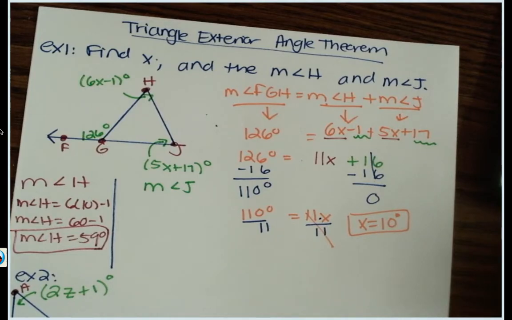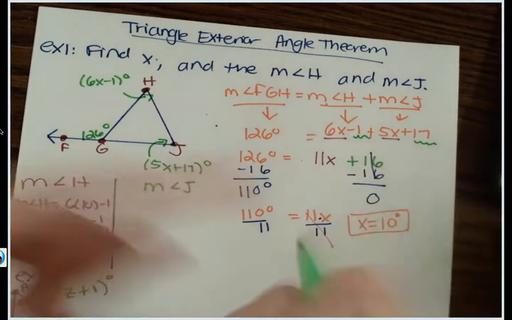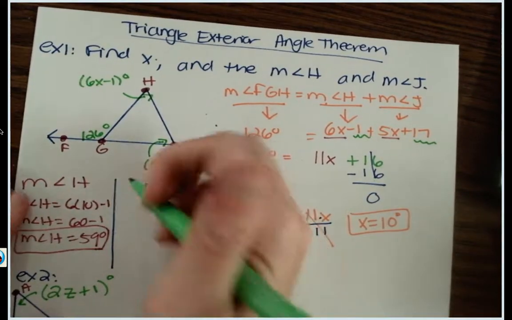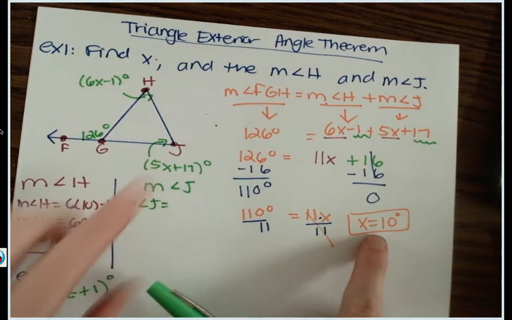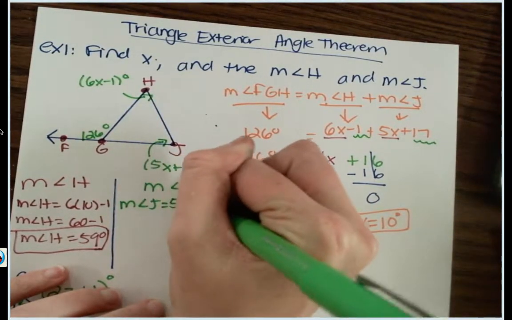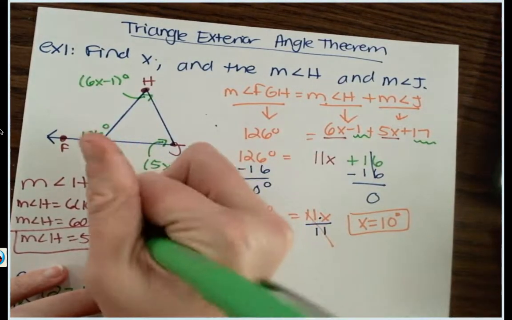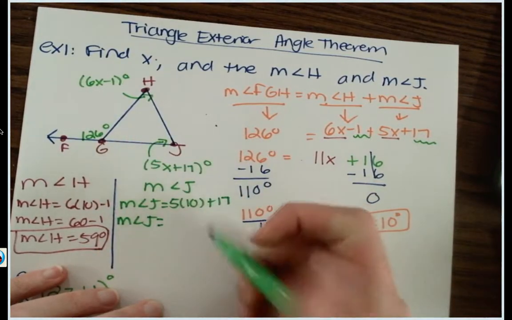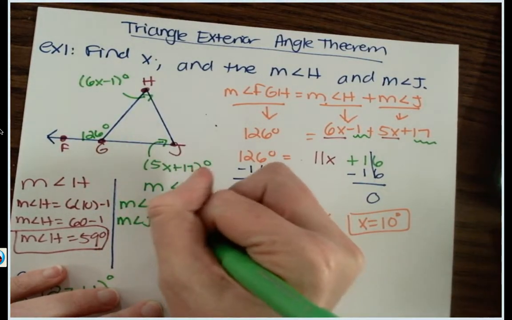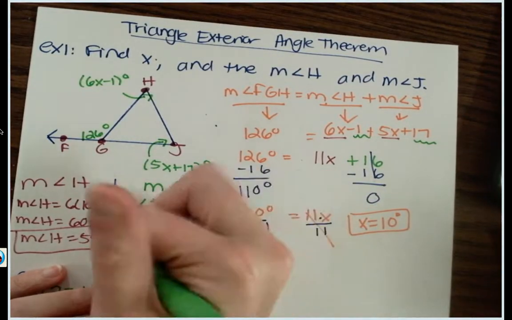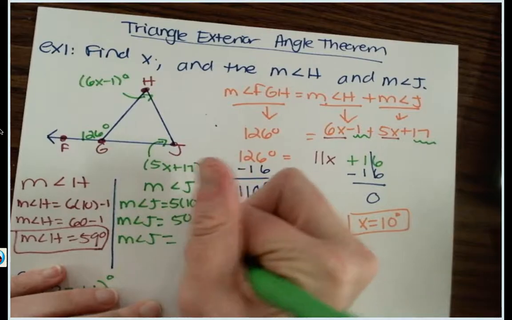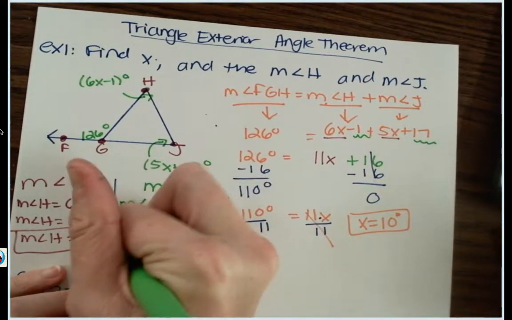Now the measure of angle J. My x in this one is going to transform into a 10. So the measure of angle J equals 5 times my x, which is 10, plus 17. 5 times 10 is 50. I'm going to bring down my 17, and 50 plus 17 is 67. So the measure of angle J is 67.